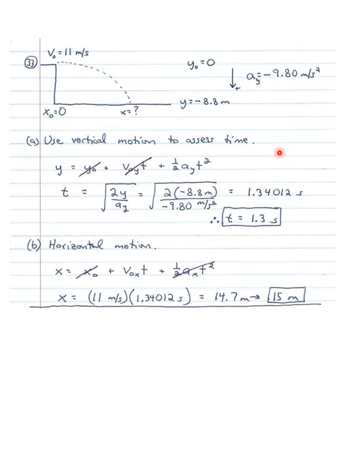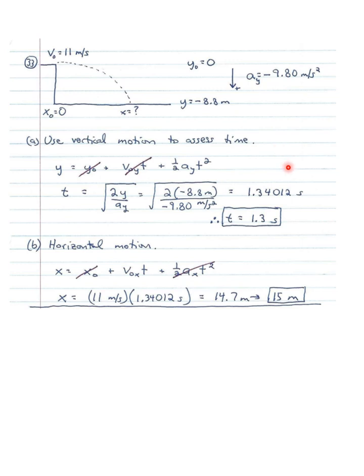We're going to use the vertical motion to assess the time. When we look at the vertical motion, it's just as if the shingle had been dropped straight down with a y initial velocity of 0. Because even though it truly is flying horizontally, remember from class that if something is shot horizontally or it's dropped straight down, it will hit the ground at the same time.